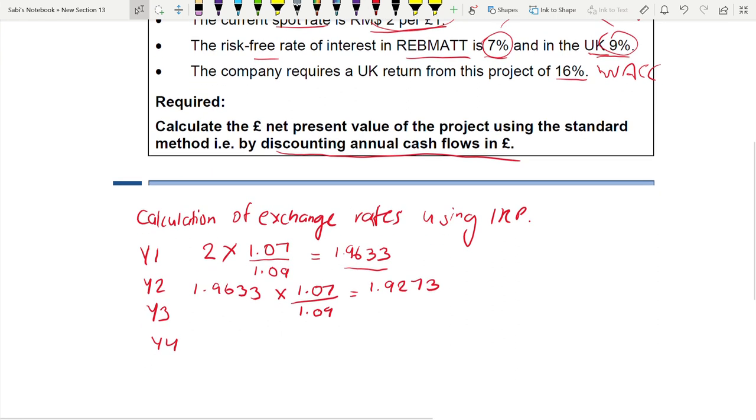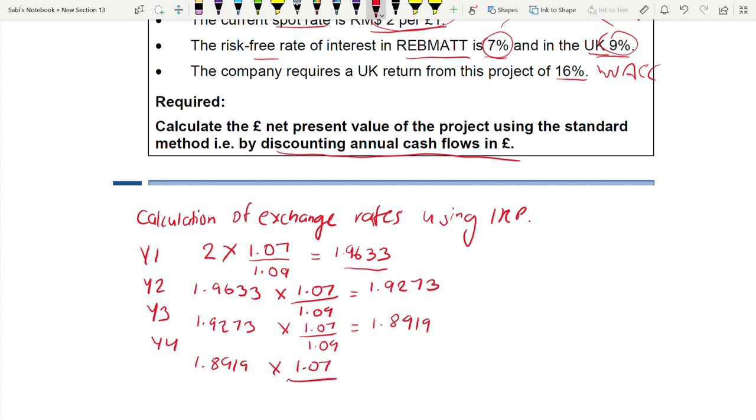1.9273. Now, third year also, it will be 1.9273. 1.07 divided by 1.09 equal to 1.8919, and fourth year 1.8919 multiplied by 1.07 divided by 1.09 equal to 1.8572. So you have got the four exchange rates. Now you don't need anything else. Everything is set. Just make the table with the cash inflow and outflow, and just convert using these four exchange rates. That's what you have to do.